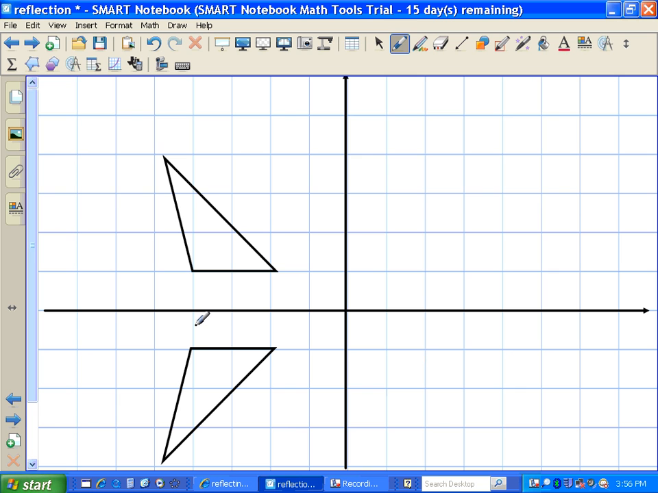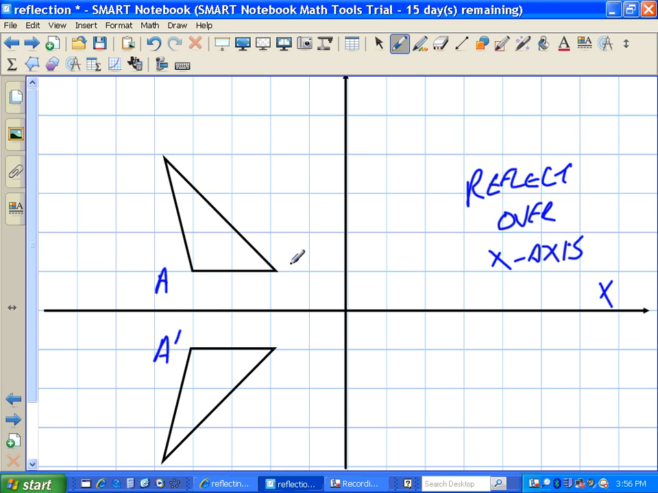Next screen, we're going to reflect over, or you might read it as across, the x-axis. This is the x-axis. We've just taken the shape, flipped it down there, made it upside down. Again, notation-wise, this is point A, this is point A prime. If this is B, this is B prime. And if this is C, down here is C prime.